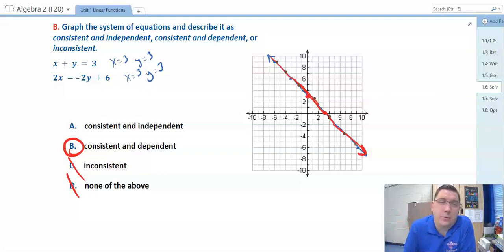Okay, and so that's it for this first half of the lesson. We'll look at substitution and elimination in the next video for 1.6b.